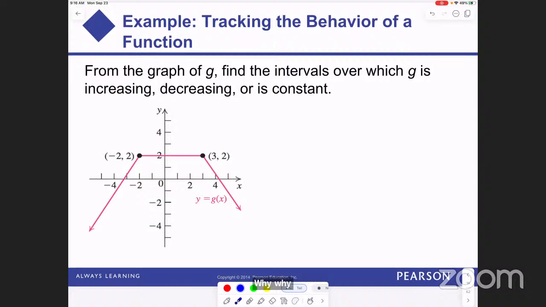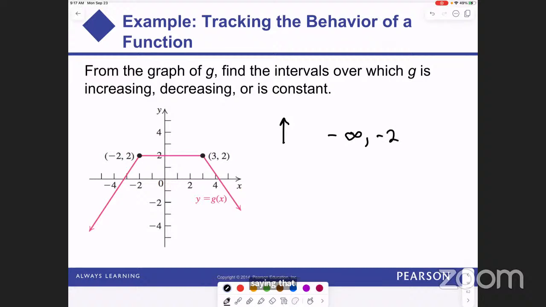We're going to say, for instance, here the graph is increasing over what portion of the domain. So as x moves from the far left, right? So we're saying that this function is increasing. The far left will be negative infinity up to when x is what? Negative 2.